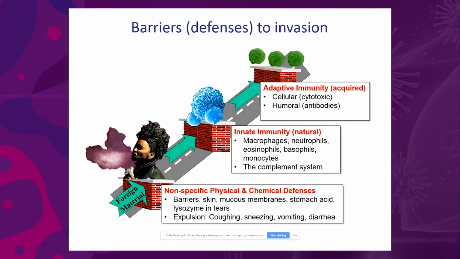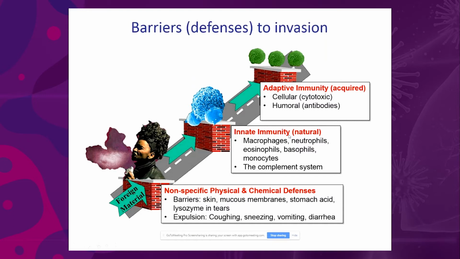So as most of you at least know, there are several barriers to invasion of a microbe or a pathogen. First of all, there are non-specific physical and chemical defenses, and that includes barriers like the skin, mucous membrane, stomach acid, lysozyme, tears, and so on. And also there are expulsion mechanisms like coughing, sneezing, vomiting, diarrhea, which work to move away any potential pathogens.